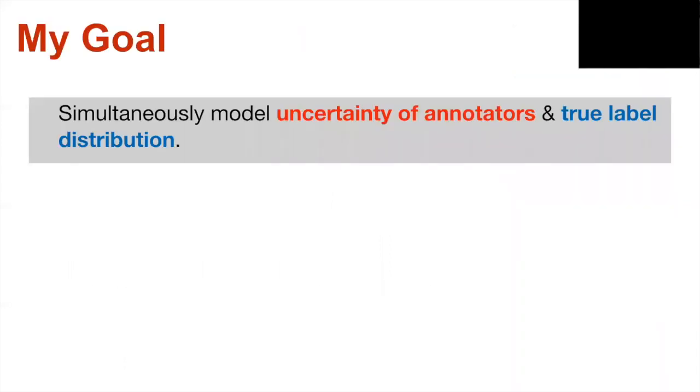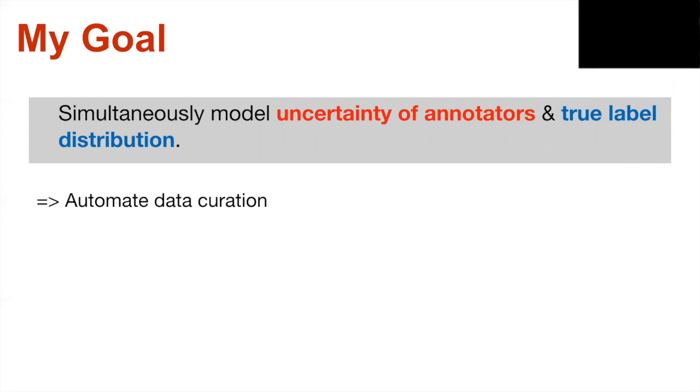Our attempt at addressing these challenges is the following. The goal of this work was to simultaneously model the uncertainty or noisy behaviors of annotators and the true label distribution at the same time. In other words, we wanted to come up with a way to separate label noise from individual annotators from the true label distribution that we wanted to estimate. And why do we want to do this? First of all, we thought that this would potentially enable automatic data curation.